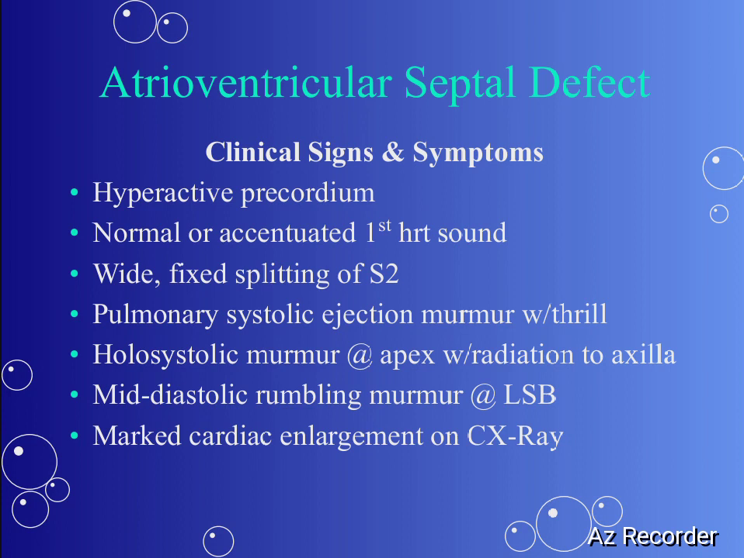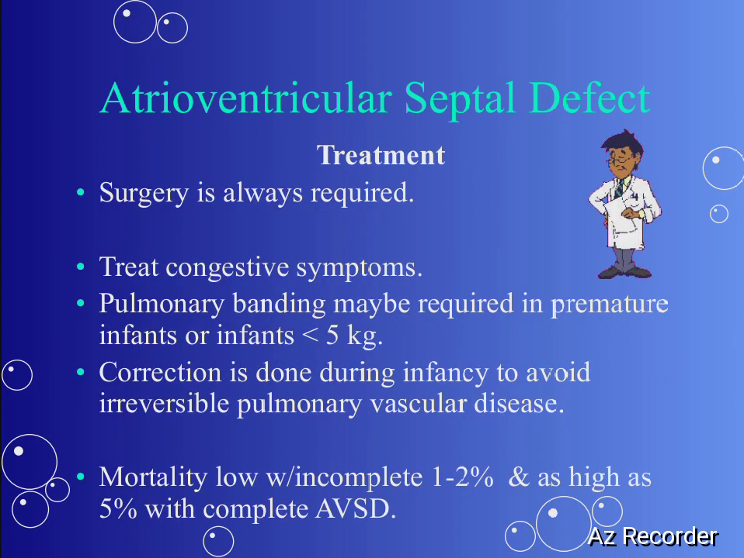Clinical signs and symptoms also include a hyperactive precordium, normal or accented first heart sound, wide fixed splitting of the S2, pulmonary systolic ejection murmur with thrill, holosystolic murmur at the apex with radiation to the axilla, with diastolic rumbling murmur at the LSB, marked cardiac enlargement on the CXR.